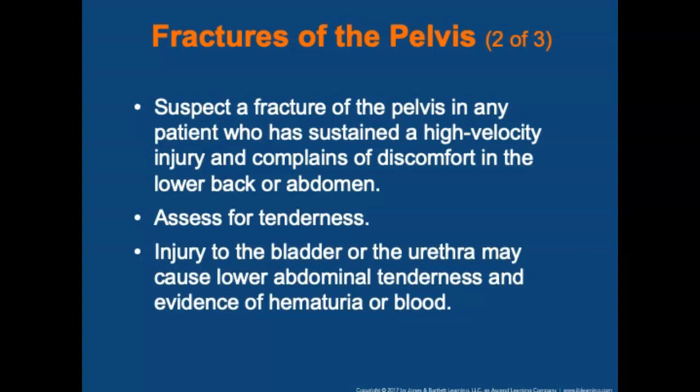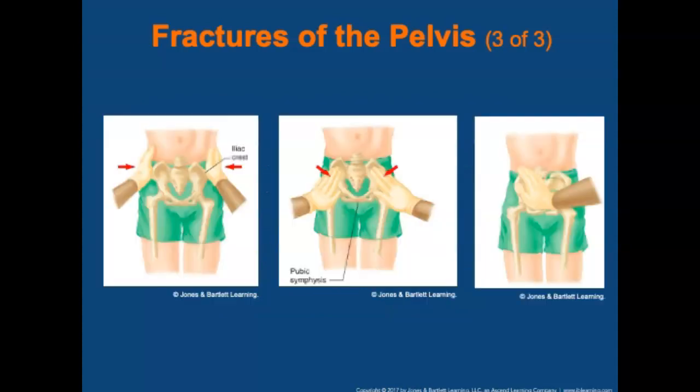Place the palms of your hands over the lateral aspect of each iliac crest and apply firm but gentle inward pressure on the pelvic ring. With the patient lying supine, place a palm over the anterior aspect of the iliac crest and apply firm downward pressure. Use the palm of your hand to firmly but gently palpate the pubic symphysis. This slide shows how to assess the pelvic region for tenderness and instability.